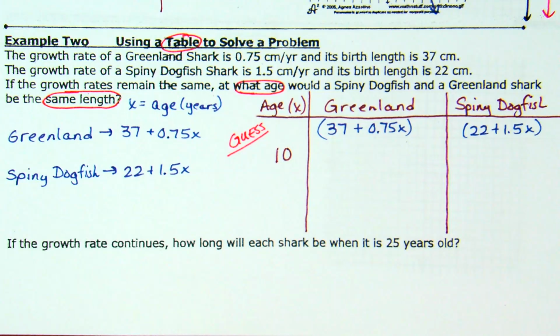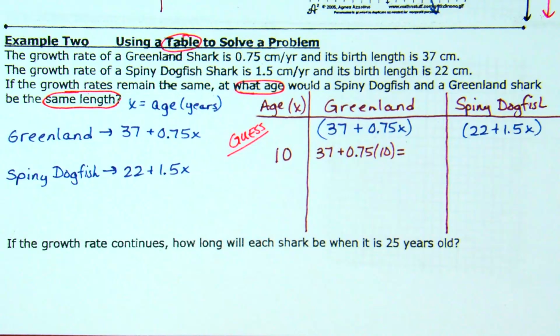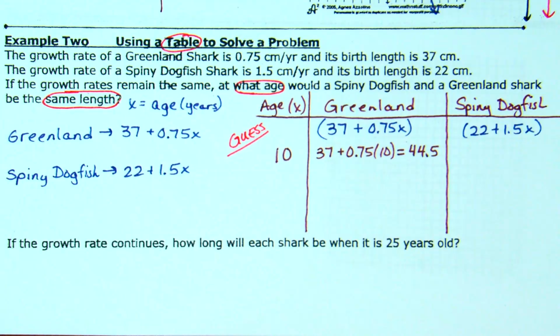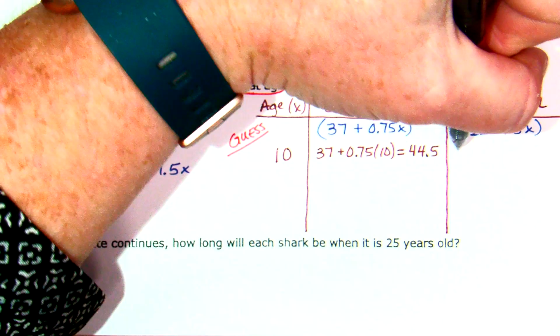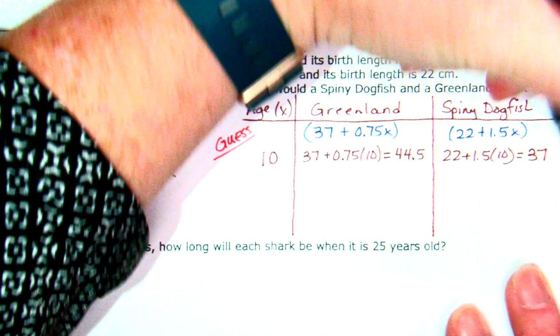So if I do 10, that's going to be what? 37 plus 0.75 times 10. What is 0.75 times 10? Multiply by 10, you move the decimal once, right? 7.5 plus 37, 44.5. Check the spiny dogfish out. 22 plus 1.5 times 10. 1.5 times 10 is 15, plus 22, 37.